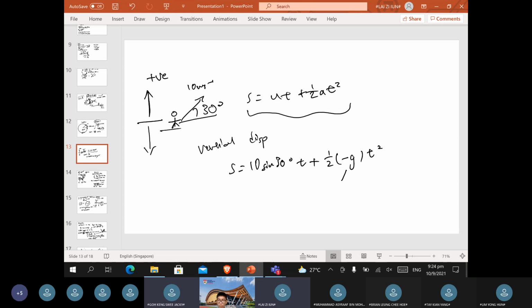Correct. Okay, thank you. If you want, you can also set this as positive. Now, if I set this as positive, then my s is going to start with negative 10 sine 30 t plus half g t squared. Then my distance will be measured downwards.